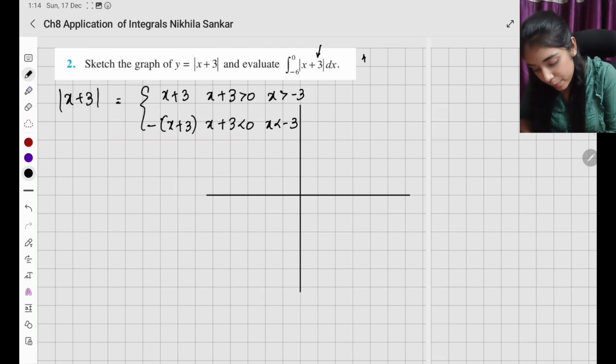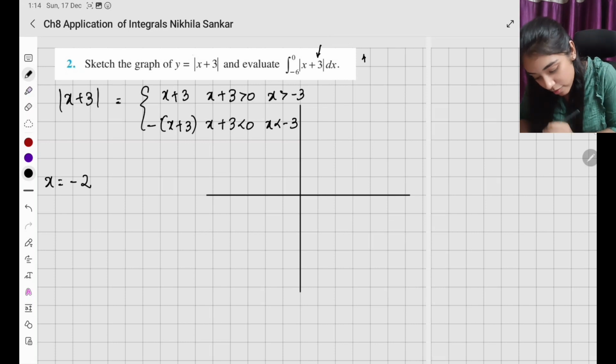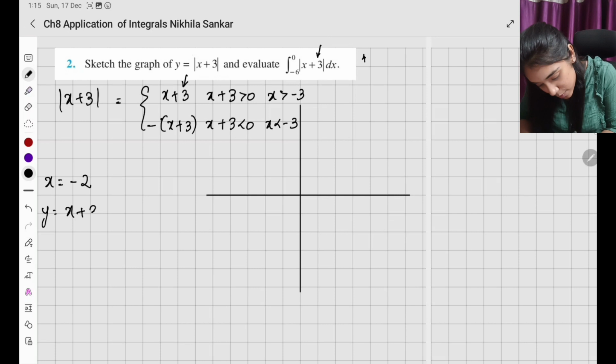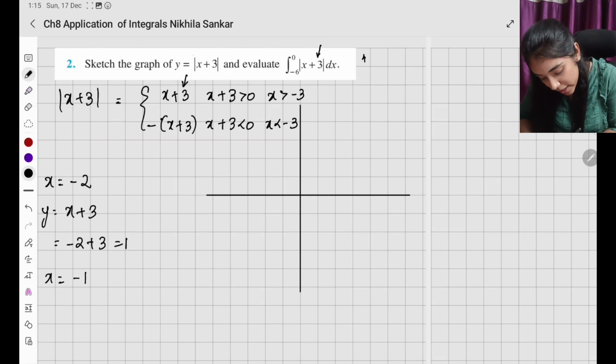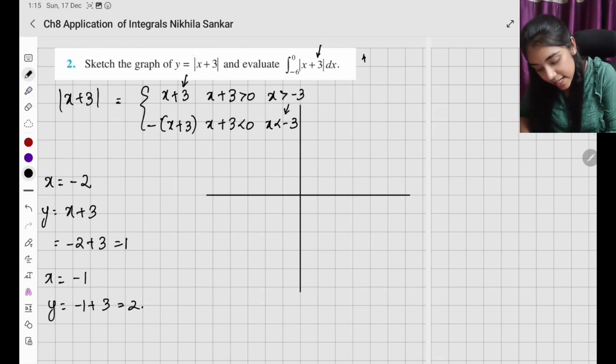So now, இப்போ நான் x க்கு value substitute பண்ண போறேன். X is greater than minus 3 na I'm going to substitute the value of minus 2. So what will I get? I'm going to take this particular function. So y equals x plus 3. So when I substitute the value, I have minus 2 plus 3 which is going to be 1. If x is equal to one more value I'll take. X is equal to minus 1 எடுத்தா I have y equals minus 1 plus 3 which is going to be 2.